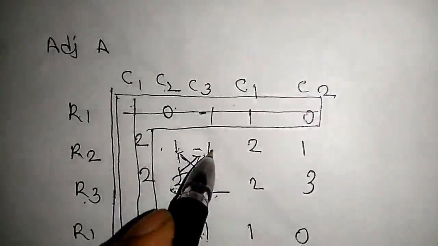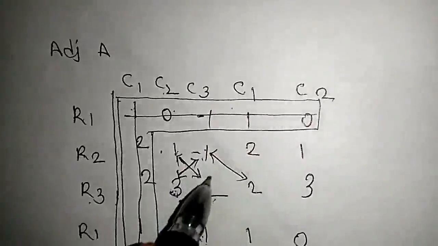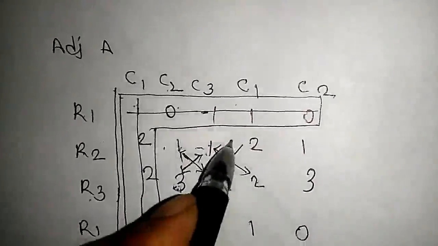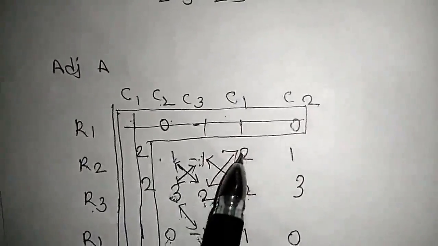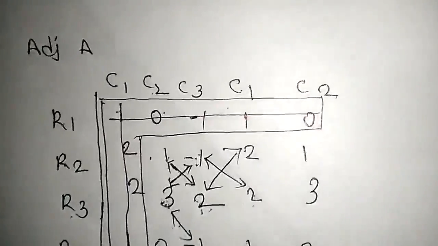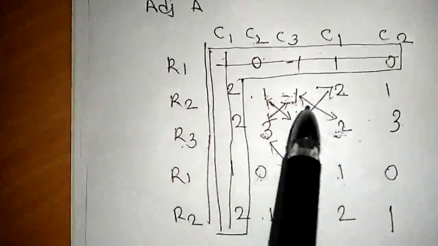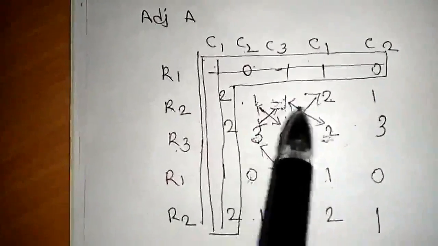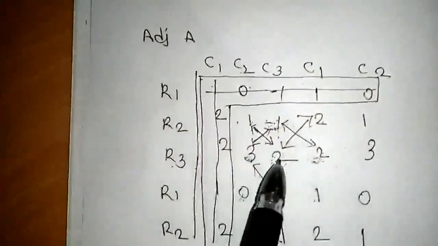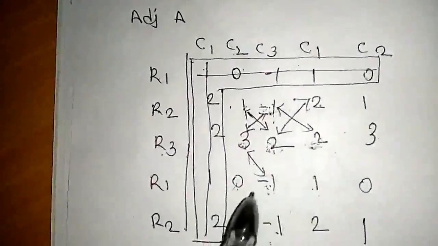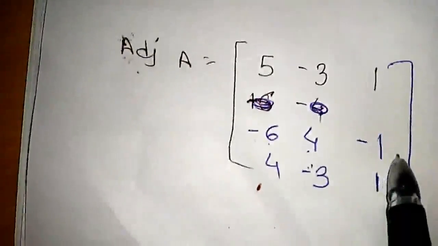Now for the second row I will take this one: 1, 2, 2, 2. So the cofactor of this will be 2 minus of minus 4, which is equal to minus. Similarly I will calculate here 1, 2, 2 minus 2, minus 4, minus 6. This value I will write here, and I will calculate for 2, 1, minus 2, minus 1. So this I will calculate column wise and write row wise.